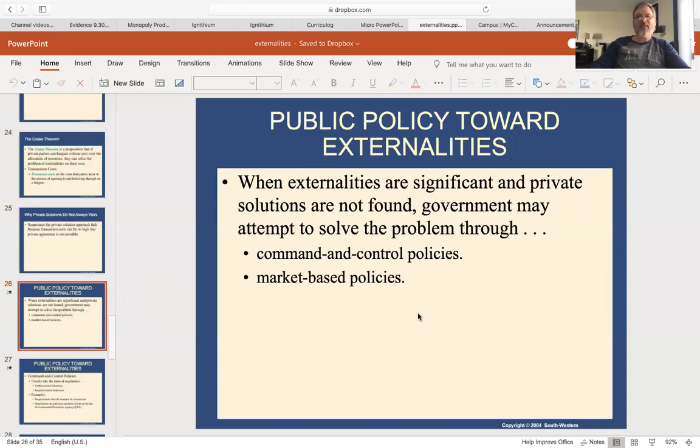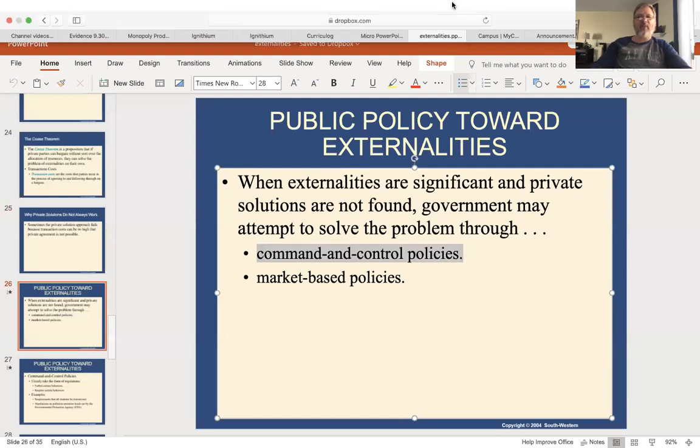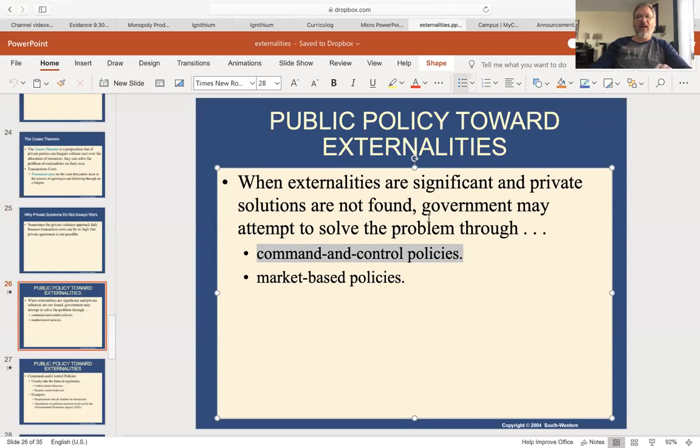So what normally happens is, when these situations arise, if you don't have a tax or a subsidy as a solution, then a lot of times governments will use what we call command and control policies, where the government simply mandates that the oil refinery has to use a certain type of non-polluting equipment, or that they cannot exceed certain emission levels, that sort of thing.